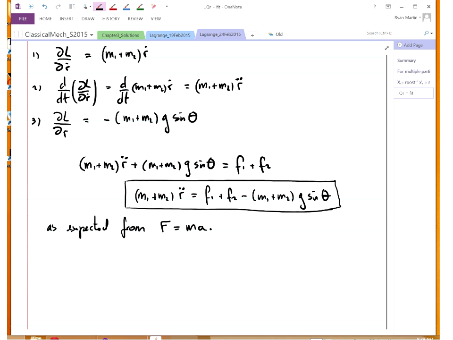And it's done in a coordinate system where one coordinate is parallel to the incline. So the total mass, m1 plus m2, times the acceleration along the incline, which is called r double dot, is equal to the sum of the forces along the incline. So F1 and F2 are both positive, in the direction of r being positive, right? And then minus the parallel component of gravity, which is g sine theta, times m1 plus m2. So it works.